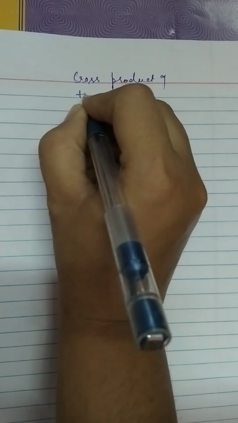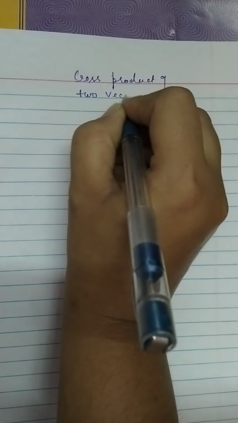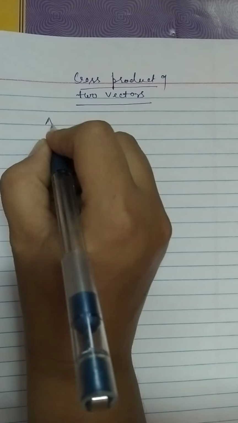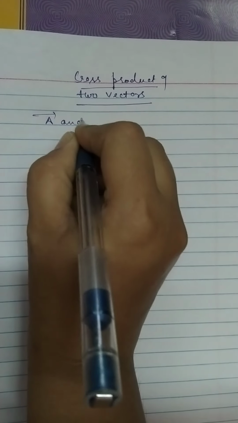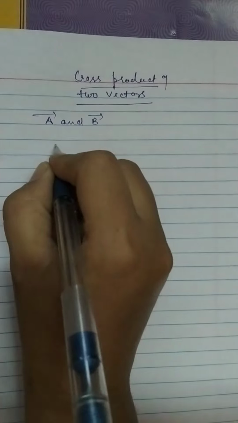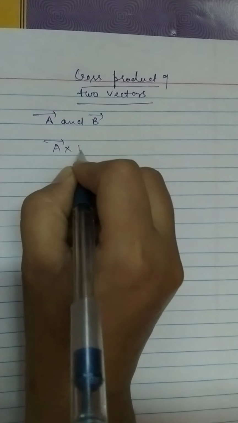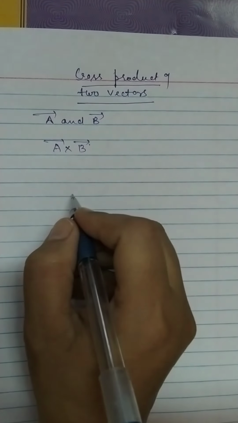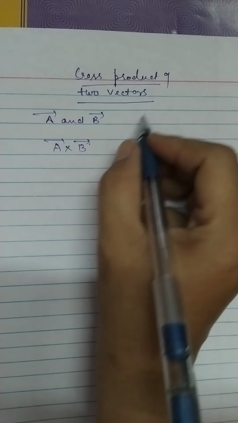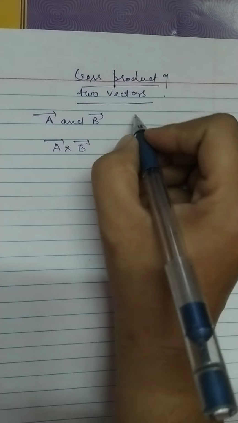Good morning, students. In today's lecture, we have started the cross product of two vectors. If there are two vectors A and B, then the cross product of these two vectors is A cross B. And it is a vector. It is not a scalar. It is also called a vector product.